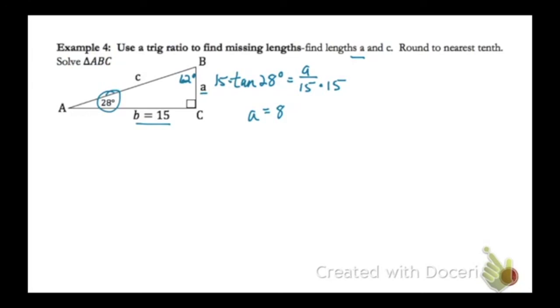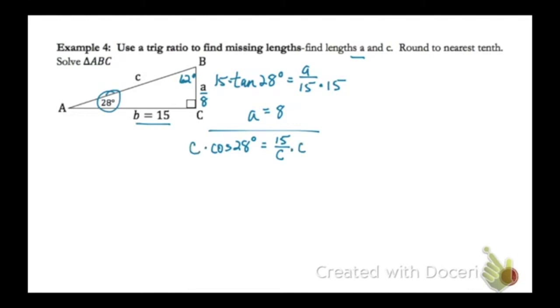And now to find C, I'm going to stick with the things that I was given. So I know 28, I know the side that is adjacent, and I want to know the side that is my hypotenuse. So adjacent and hypotenuse would be cosine. We could also use the Pythagorean theorem to find this side length as well. There's actually quite a few ways we could find it. So this is just the trig function that came to my mind.